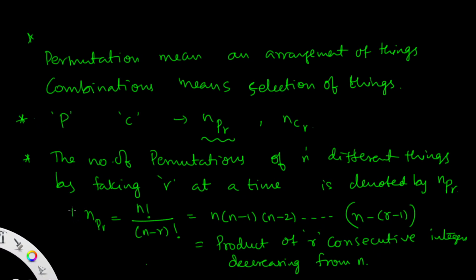So now this is the formula for nPr. nPr is nothing but n factorial by (n minus r) factorial. This is the formula for permutation, that is nPr.